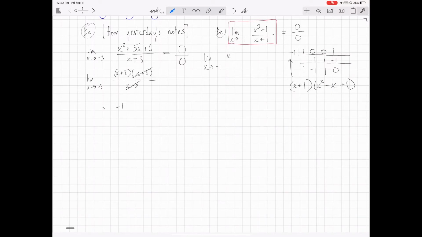And this would be x plus 1 times x squared minus x plus 1, and that would be all divided by x plus 1. So similar to the last problem, we have a factor that's common, we cancel. Now we can plug in the negative 1. So we would get negative 1 squared minus negative 1, so it'd be 1 plus 1 plus 1, or 3.